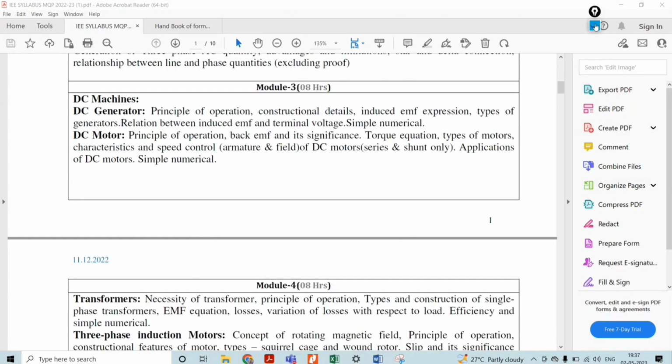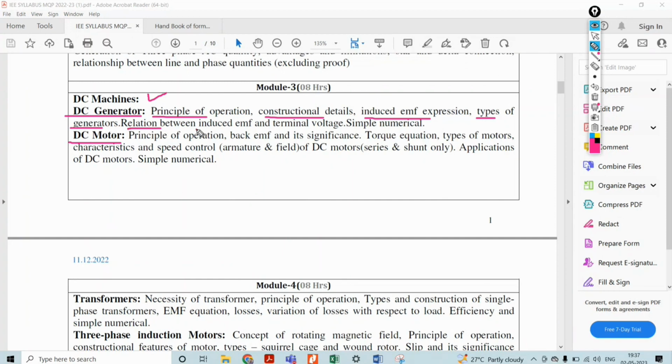Then with respect to module number 3, that is the DC machine: DC generator and DC motor. In this, the principle of the DC generator, construction, then the derivation for the EMF equation, that is Eg equal to phi Z N P upon 60A. Then types of generator, that is self-excited and separately excited. In case of self-excited: series, shunt, compound. In compound, again there will be cumulative and differential. In cumulative and differential, again there will be short shunt and long shunt. You can remember those things.